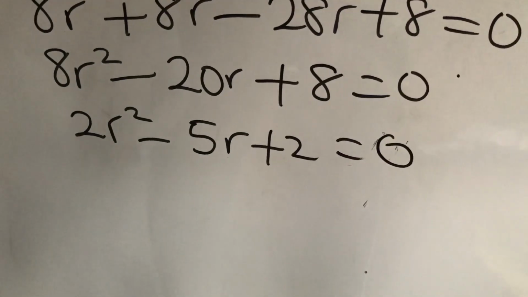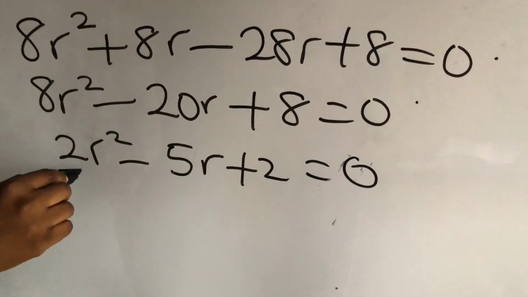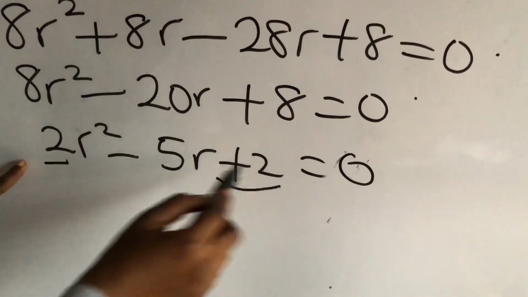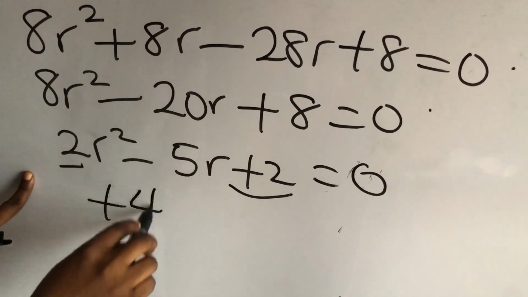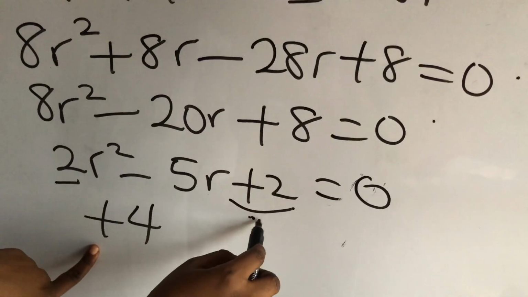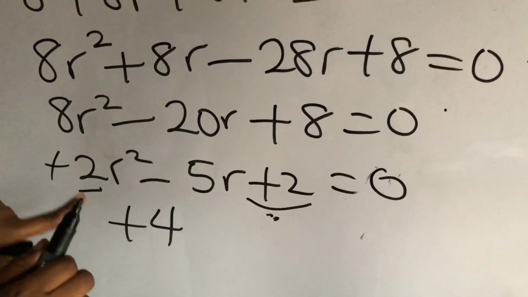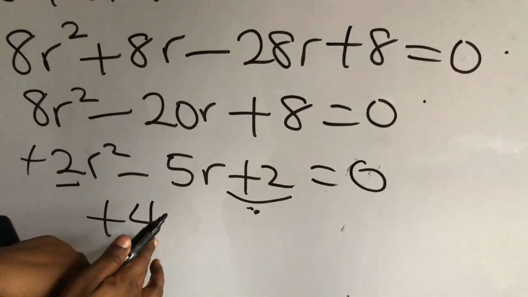So this one is a quadratic equation. How do we solve this? You take the coefficient of R squared multiplied by the constant, which is a plus 4. We have to be careful of the sign. Whatever sign that is here, you have to be careful with it, and the sign that is here, you have to be careful with it. So we have plus 4.